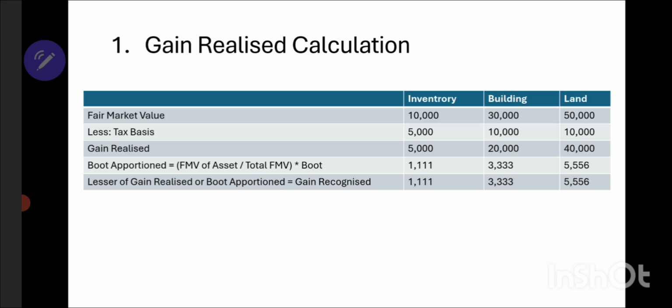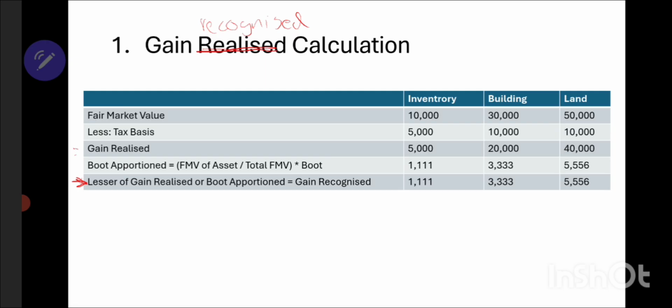I guess I haven't done the whole thing. No, I have. Okay, hold on. Okay, so I said that this was the gain realized calculation, but this is actually the gain recognized. It's both, but let's say that it's the gain recognized because that's what this number is, right?